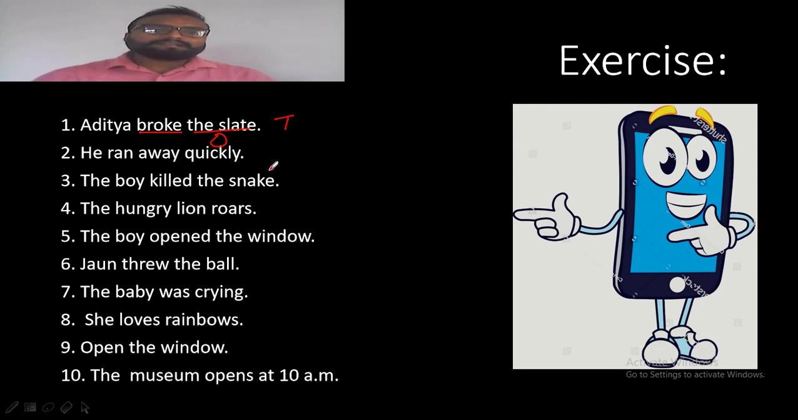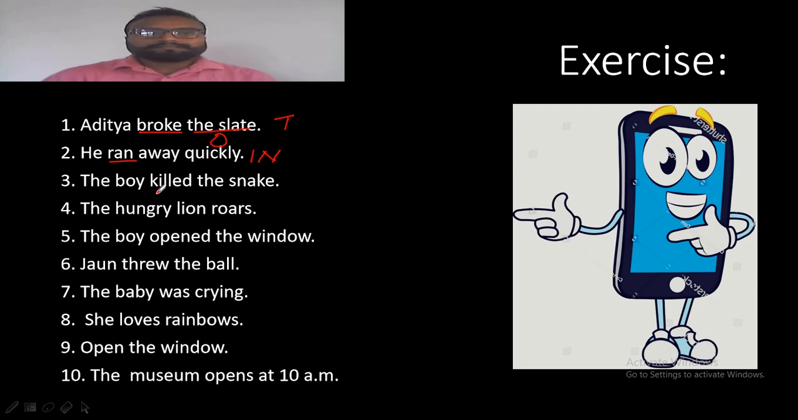He ran quickly. Now ran is the verb over here, but the effect of this word, the action of this word, does not pass over to away or quickly. So this is an intransitive verb, and hence if you try to frame a question, the question will be ungrammatical. What ran? What ran is an ungrammatical question. Who ran can be possible, but here what ran is ungrammatical. So again it is intransitive.